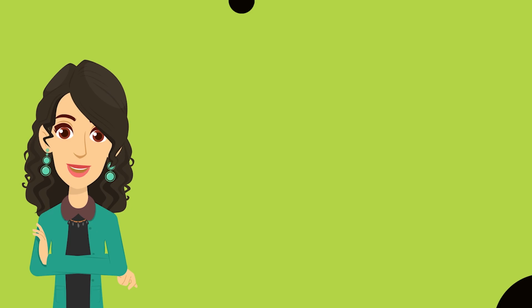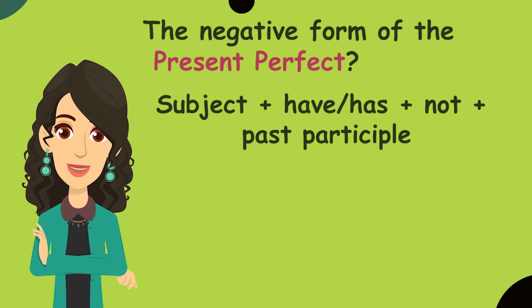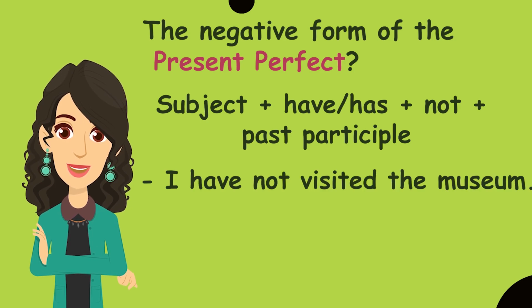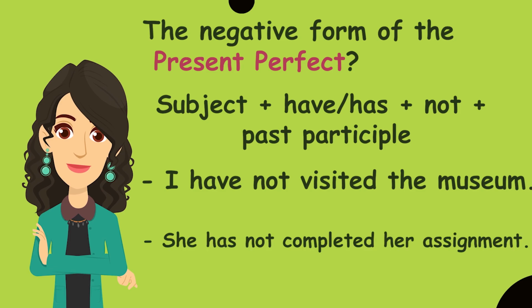Now, let's talk about the negative form and the interrogative form. For the negative form, we simply add not after have or has. Here is the structure. Subject plus have or has plus not plus past participle. For example, I have not visited the museum. She has not completed her assignment.